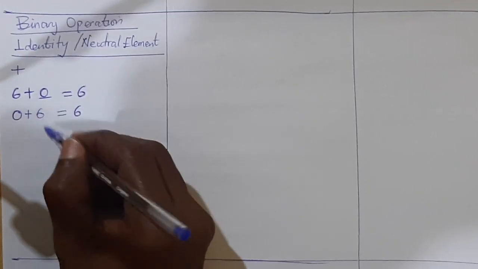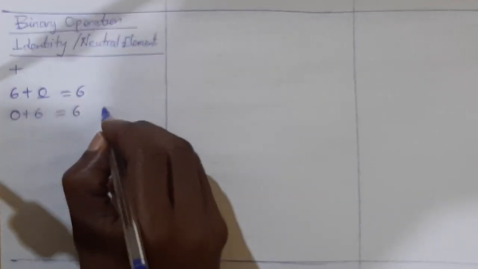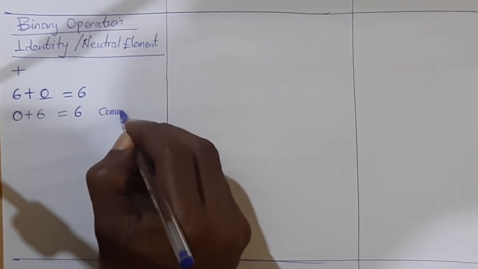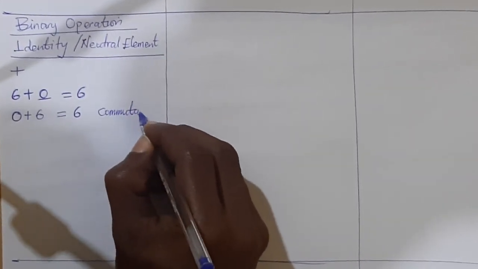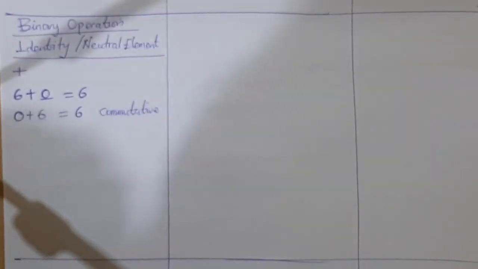It is the same as if I have 0 and I add 6, I will still get the answer 6. I hope you remember this concept. Which property is this? Commutative. Commutative property.